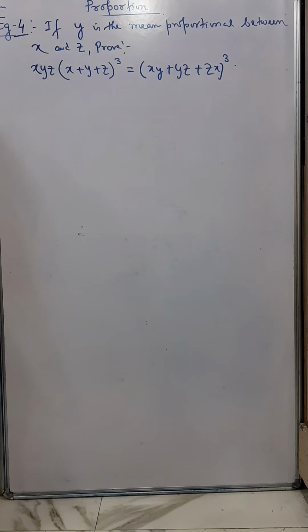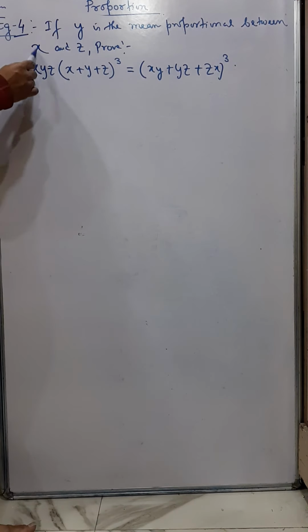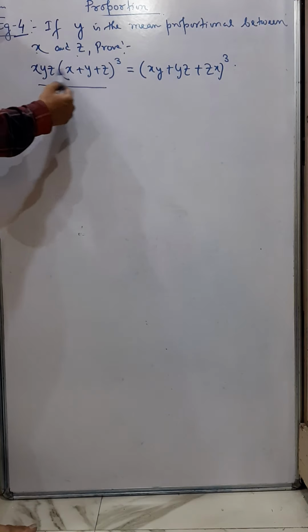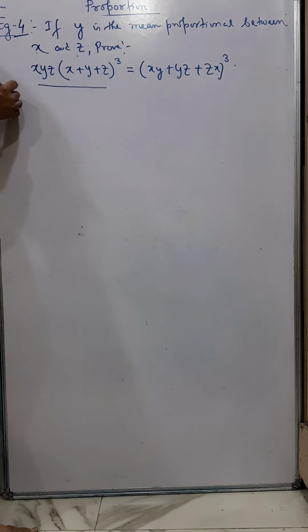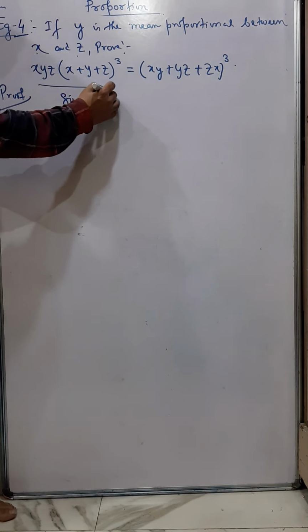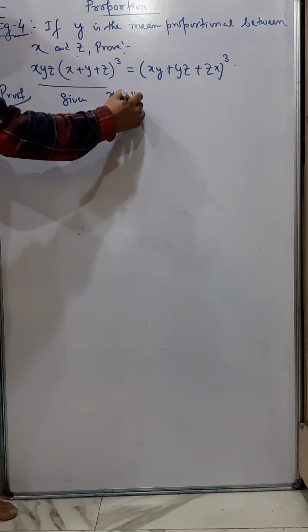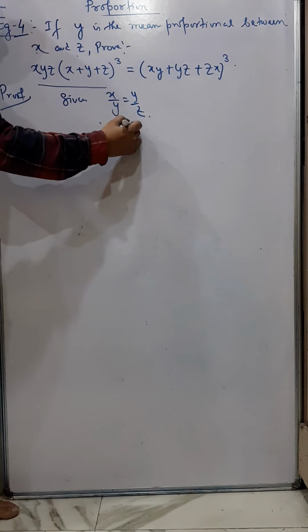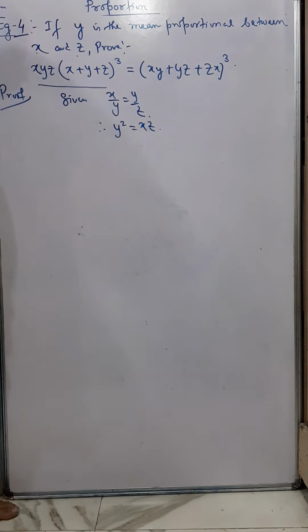Okay, so copy this. Okay, the next sum. If y is the mean proportional between x and z, now we have to prove this. Okay, so you can see, look at this. So now we can say that according to the given condition, x by y equals y by z, since y is the mean proportion, and therefore finally we can say y square equals xz. This you already know. Now see, we have to prove this.